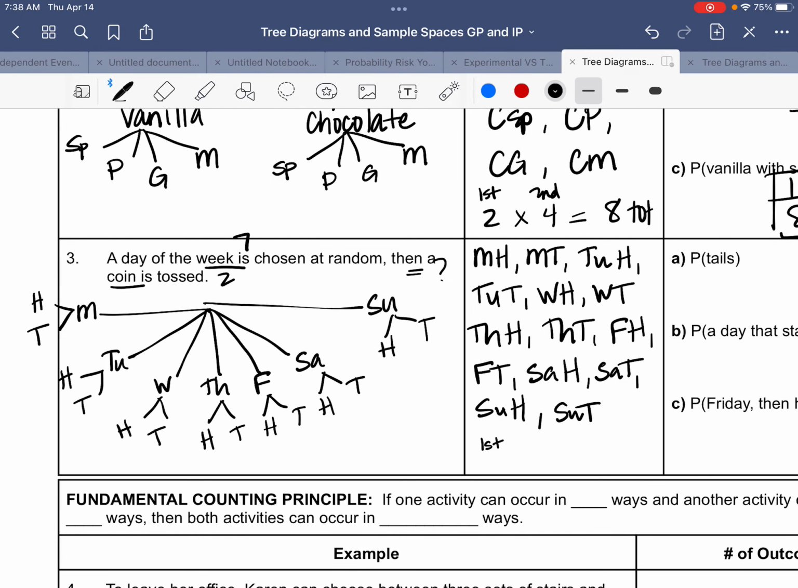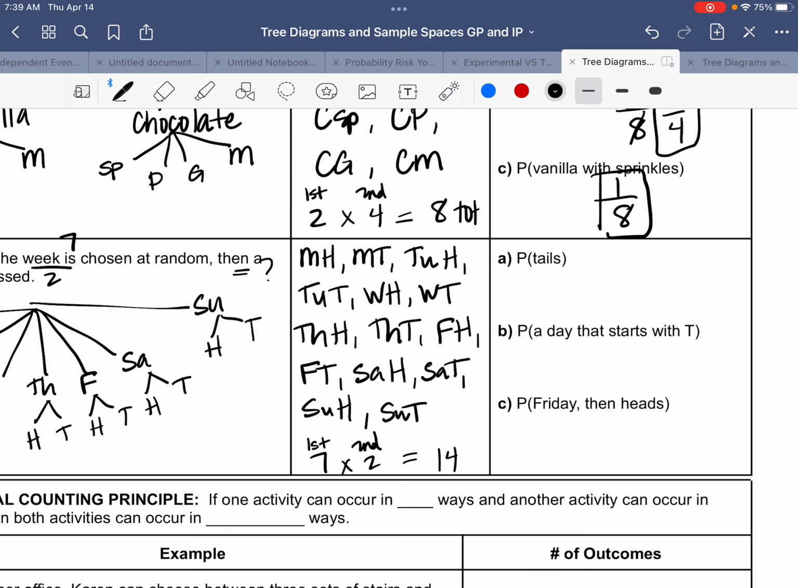Here we're looking for the probability of getting tails. So if you went through and figured out for tails, that's going to show up 7 times out of the 14 possible outcomes. That simplifies. I can divide them both by 7 to get 1/2.